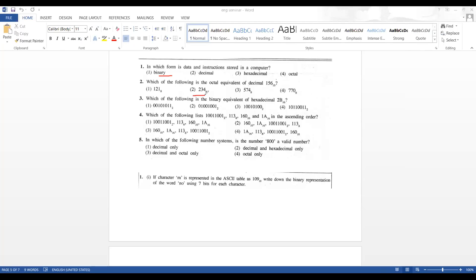Which of the following is the binary equivalent of hexadecimal 2B? I told you, you have to represent with 4 binary digits. First one will be the answer. Which of the following lists is given in ascending order? Ascending order means from smallest to largest. There you have to convert them to decimal and find out the values. Then only you can understand. So you have to work on that.